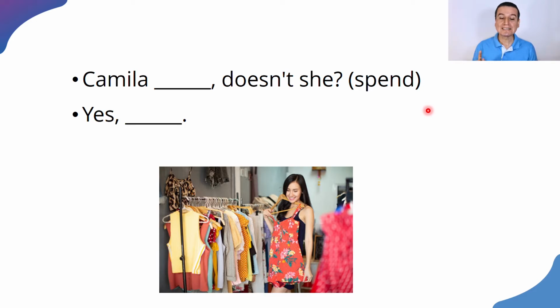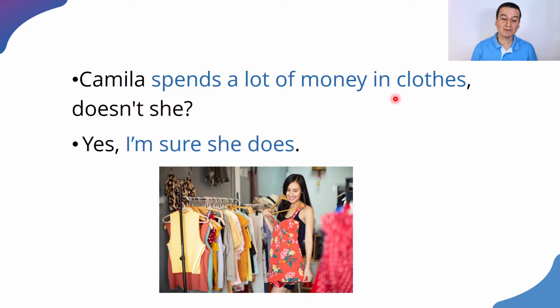First, Camila spends. Why spends? Because the question tag was doesn't she? So doesn't is present simple, and there's a negation, so you need an affirmative construction here. Camila spends, you need the S there, a lot of money on clothes, doesn't she? And the answer was yes, but to make it a little bit richer, instead of saying yes she does, you can say yes, I'm sure she does. If you don't have that, you can adjust your short answer with these suggestions.